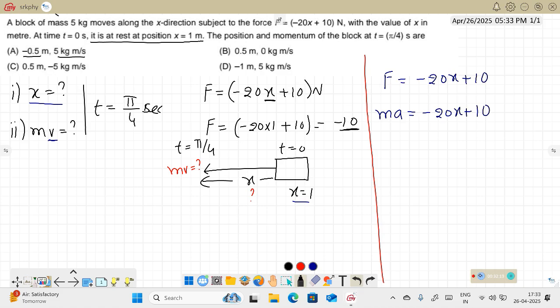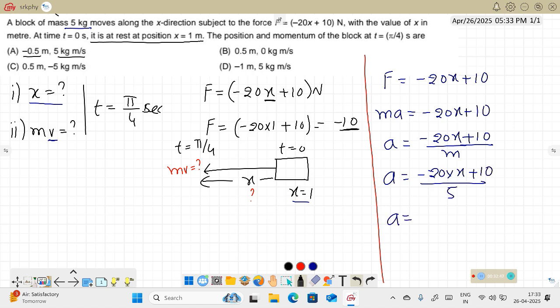Now find the acceleration from this. A is equal to minus 20x plus 10, total, divided by the mass of the body. The mass of the body is given in the question as 5 kg, so substitute that 5 value here. So A is equal to minus 20 into x plus 10, divided by 5. If you solve this, acceleration is equal to minus 4x plus 2. This is called equation number 1.